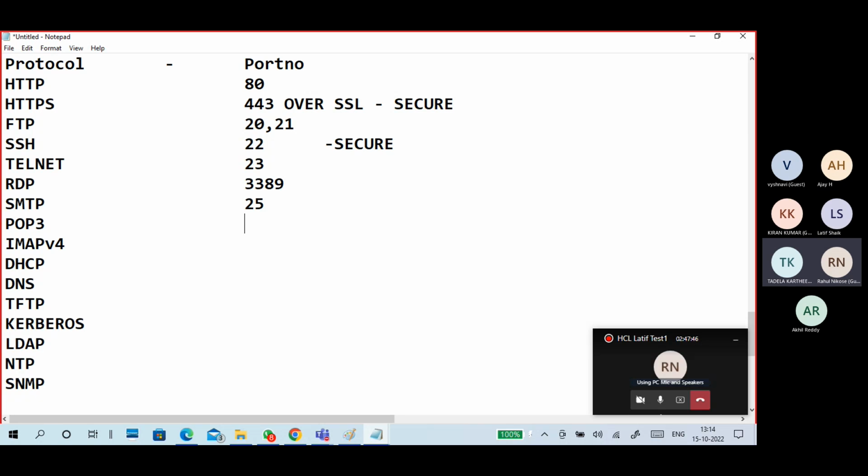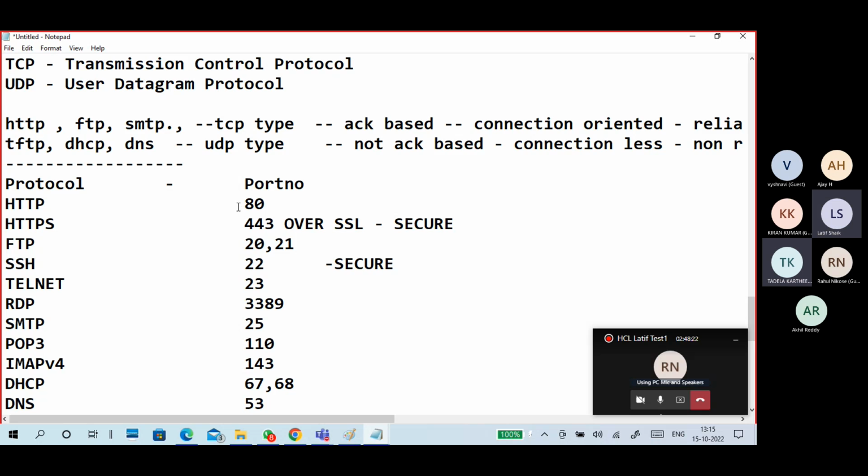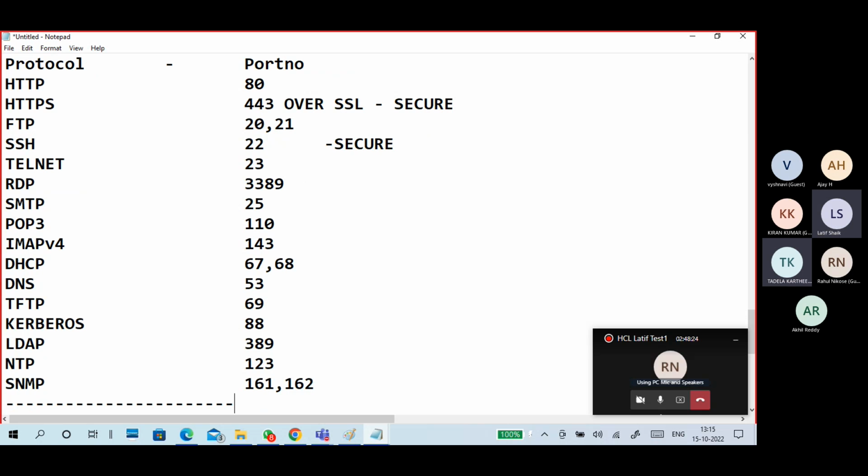SMTP 25, POP3 110, IMAP 143, DHCP 67 and 68, DNS 53, TFTP 69, Kerberos 88, LDAP 389, NTP 123, SNMP 161 and 162. Okay, these are the protocols and the port numbers.